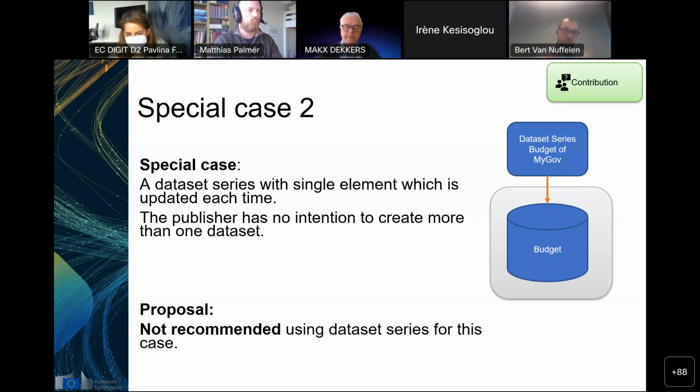Then the proposal is not to use dataset series to indicate this kind of evolution, but to keep it simple as a dataset, where you document well that this is a dataset that has a yearly update and so on. So there's no need to introduce this additional layer or grouping notion of dataset series for this case.